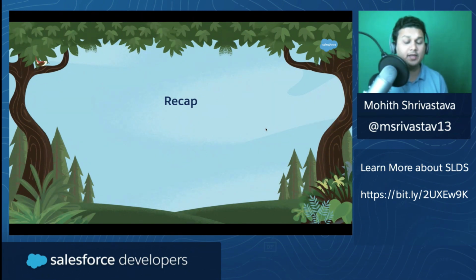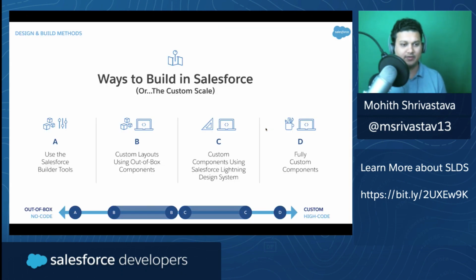Okay, so let's recap a bit of what we were exploring in the last session. If I summarize it in the slide, we were trying to explore the various ways to build on Salesforce. As you can see, you can use the Salesforce Builder tools, custom layouts using out-of-box components, custom components using Lightning design system, or you can go fully custom. If you see at the bottom of the slide, it also shows the complexity level and the amount of code that will be involved. If you decide to go fully custom, note that there will be a high amount of code and a high amount of maintenance that you will need for your code, even after the application is built.